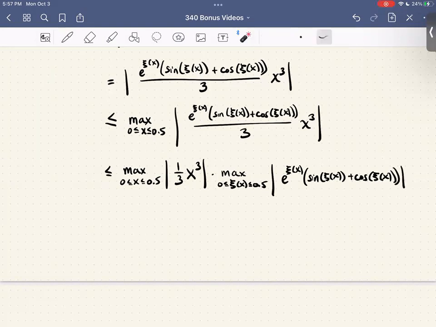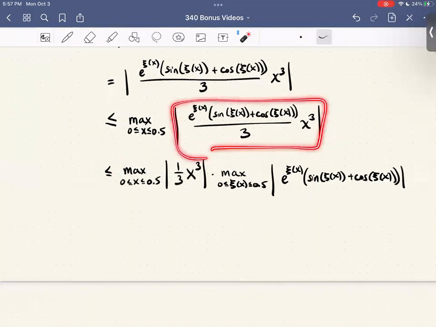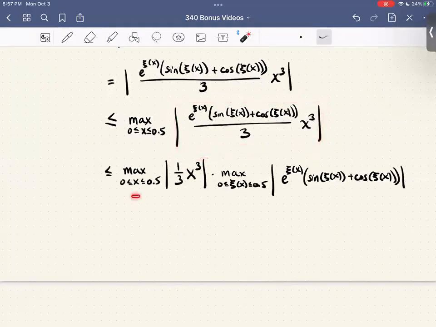Okay, now why do I know that? Well, I know it has to be less than or equal to, because if I were just computing the max of this over the interval 0 to 0.5, I would have to evaluate this at one value of x. When I split it up, the max of this and the max of this may occur at different x values.